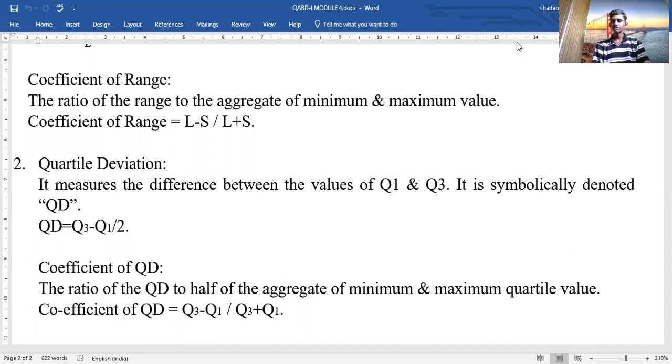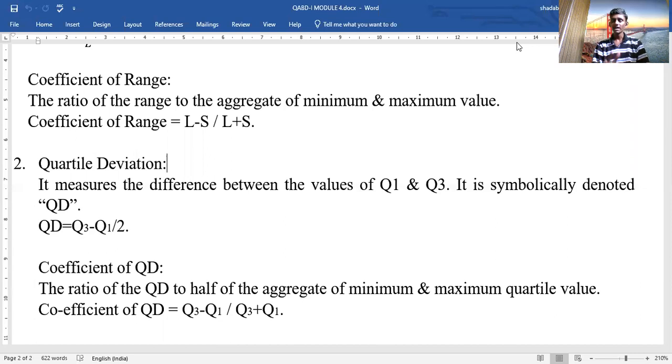Quartile deviation measures the difference between quartile 1 and quartile 3. Quarter means 4, 1 is divided into 4. The series is divided into 4 parts: quartile 1, quartile 2, quartile 3 and quartile 4, that is 1/4, 2/4, 3/4 and 1. It measures the difference between the values of quartile 1 and quartile 3. It is denoted as QD.